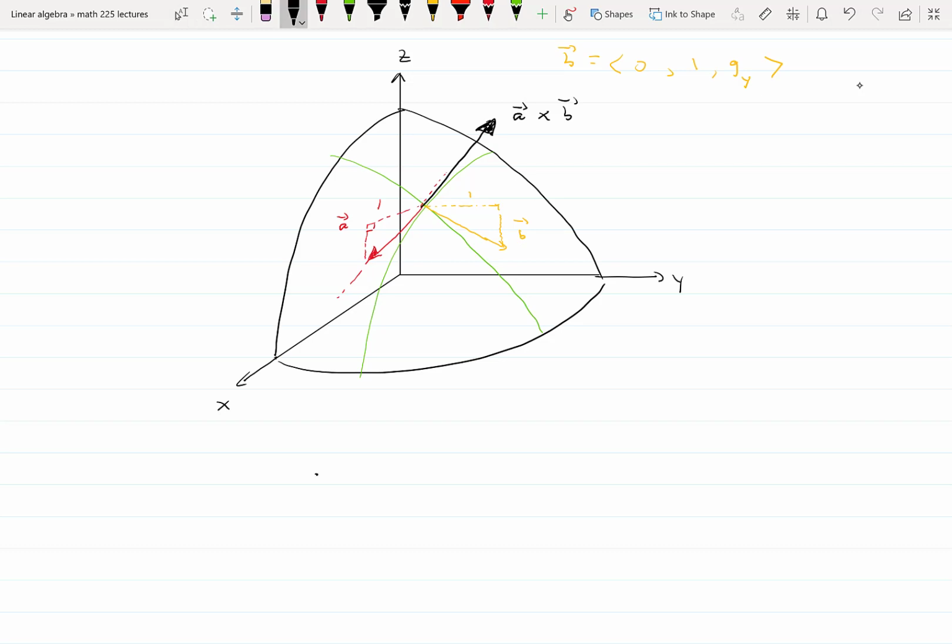So let's find A cross B. A cross B is equal to the symbolic determinant with rows i, j, k; 1, 0, g sub x (I'm using g for the function); and 0, 1, and g sub y.